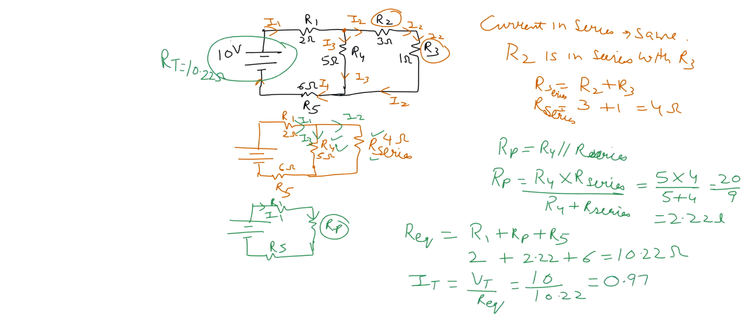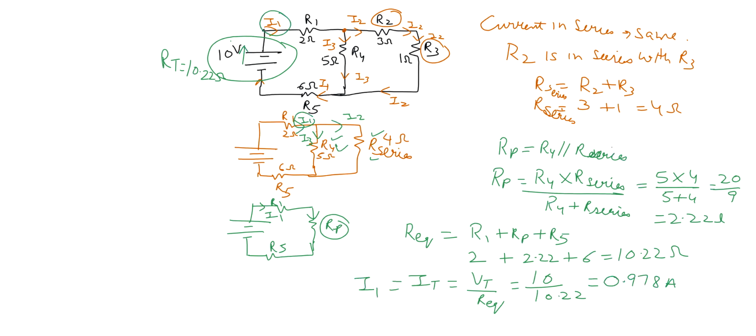So this is the current that is flowing. I total is this total current flowing here, so I total means this I1. We got I1. Now, I1 is split into I3 and I2, so we will use the current divider rule to find I3 and I2.